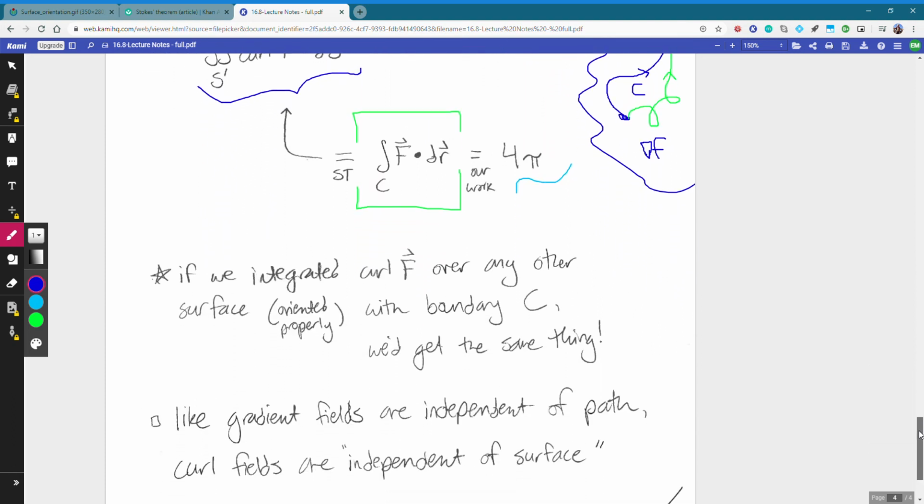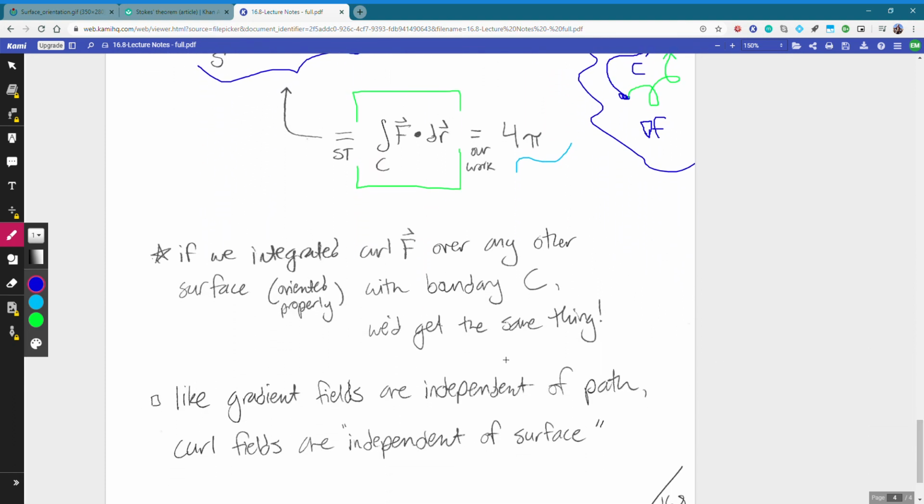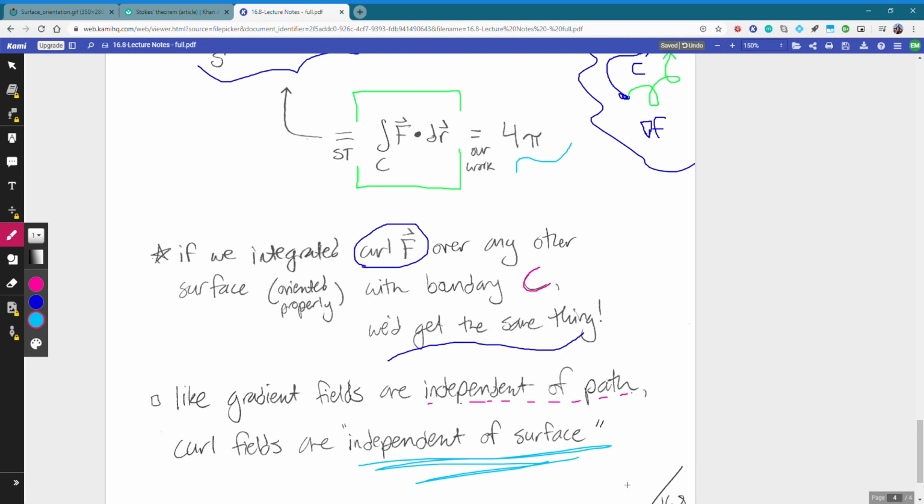And so because we'd get the same thing if we integrated the curl of f over any other surface with that same boundary, what we could say is that similar to how gradient fields are independent of path, curl fields are independent of surface. As long as you have the same boundary curve, integrating the curl of f is going to give you the same thing.